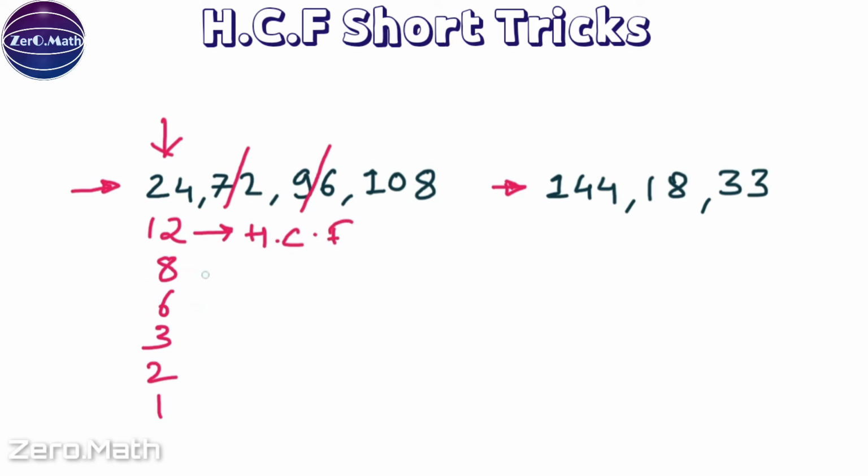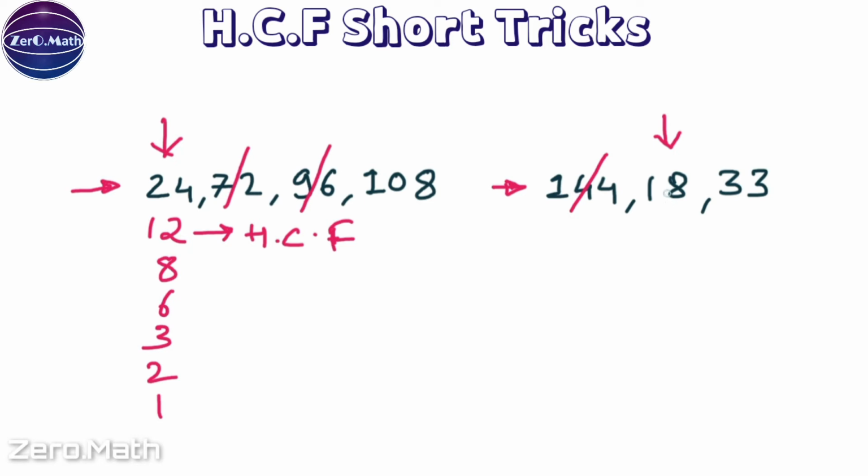There is no need to compare 8, 6, 3, 2 and 1 because we have got the highest common factor already. Let's solve the next one, 144, 18 and 33. Which is the lowest number? 18. Let's check, is 18 a factor of 144? Yes. Is 18 a factor of 33? No. So we will find out the HCF of 18 and 33 now, which is going to be our answer.